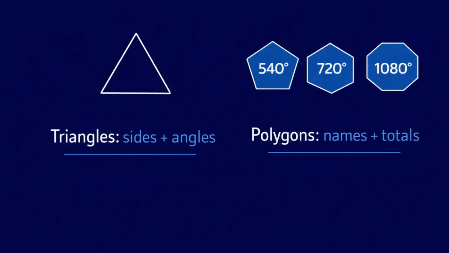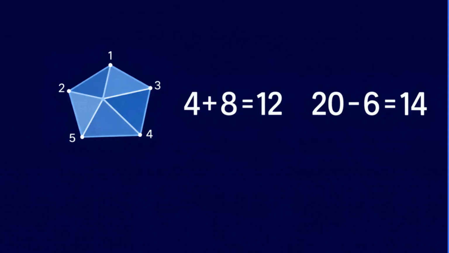The big ideas stay the same. Triangles are classified by sides and by angles. All triangle angles add to 180. Polygons are named by counting sides. Polygon interior angles add to predictable totals. Perimeter is found by adding side lengths. If you can count sides, add numbers, and subtract, you already have the skills you need for these problems.